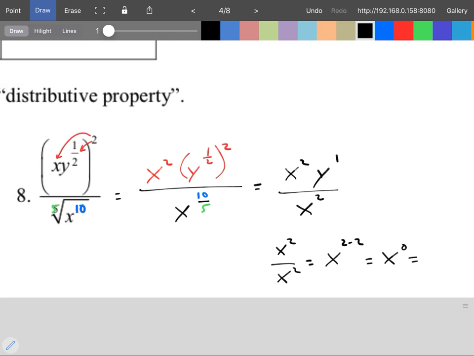Well, what's any number to the 0 power? Pardon me? You said 1. Yeah, good. Yeah, that's 1. So that's a 1. But again, you could have just looked at this and said, if I've got x squared over x squared, anything divided by itself is going to be 1. So really, these just cancel out right here. That's a 1. So I end up with just an answer of y to the first power, which is just y.